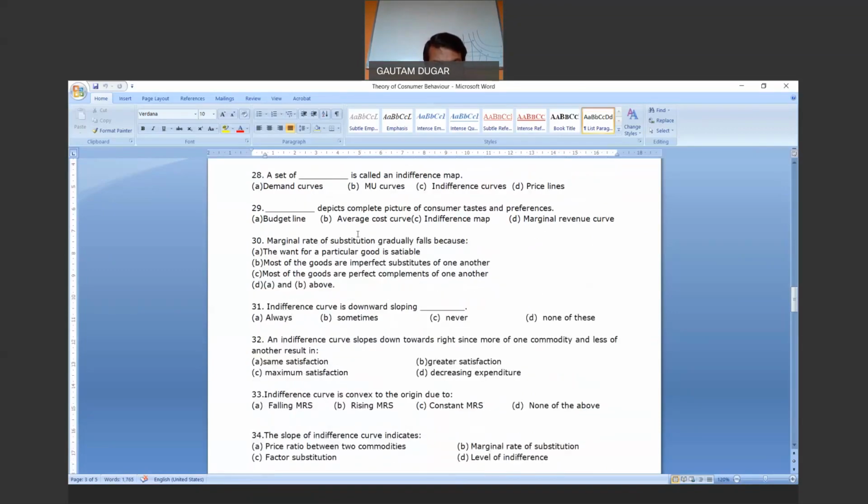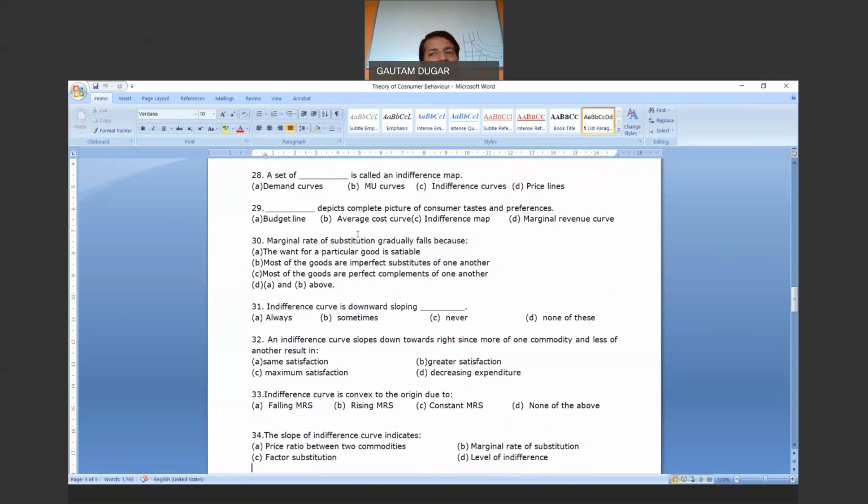29. Dash depicts the complete picture of consumers' tastes and preferences. Yes, it's C. Someone who said A, sir, you fell for it at first sight. 29 is not A, that is C.